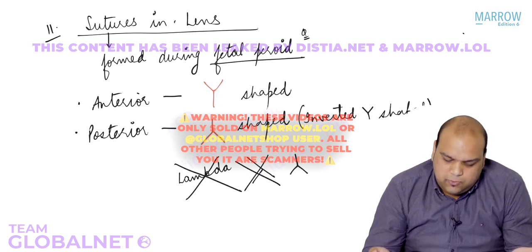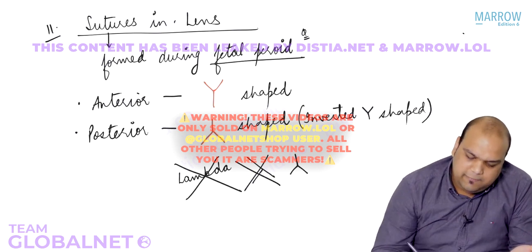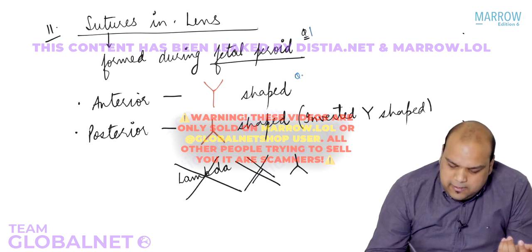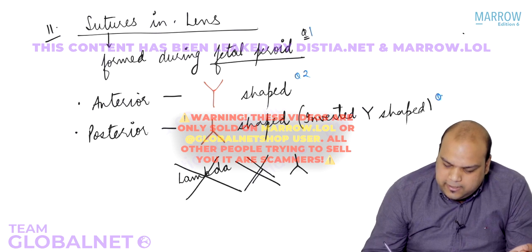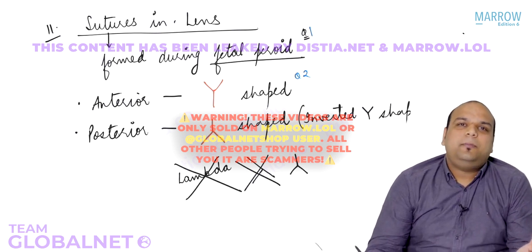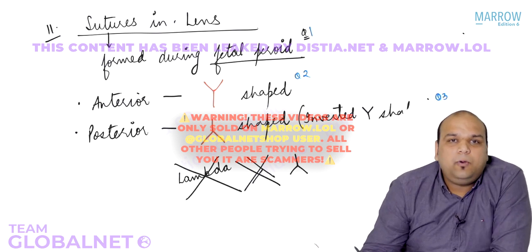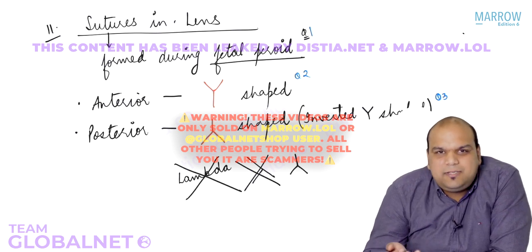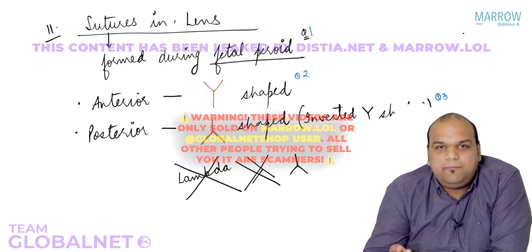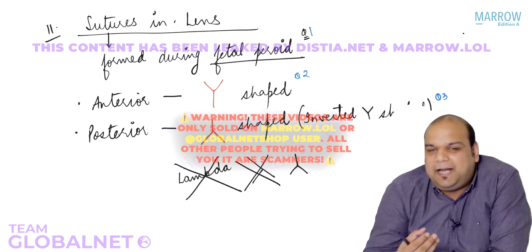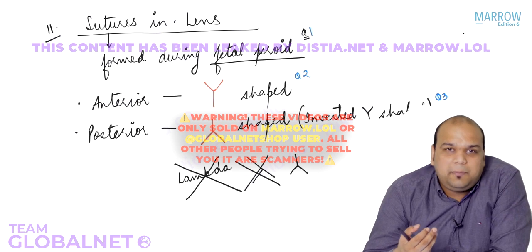Done, everybody? So only 3 questions can be asked from sutures in lens. Number 1, where it is formed: in the fetal period, so in the fetal nucleus. Number 2, what is the shape of the anterior suture, and number 3, what is the shape of the posterior suture. And that's all about my anatomy of the lens, guys. I hope you are pretty clear about this. Just some 10 or 11 points. Some points which you probably may not have known, but all easy, fact-based questions. Lens is a fact-based chapter at last. That's what you need to remember, guys.